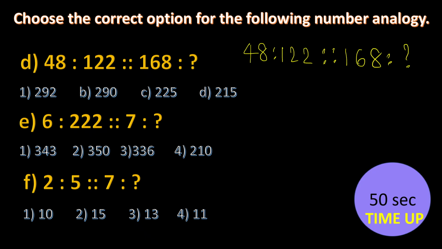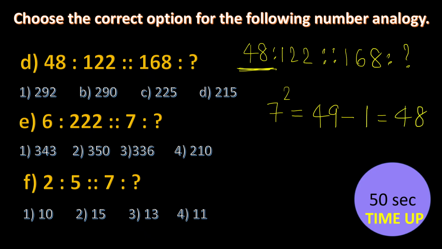Either you need to do square plus 1 or minus 1. Like that. So 48, can you visualize which square it will be nearer to? It is 7 square. 7 square is 49. So in order to get 48, they have done -1, which will give you 48.